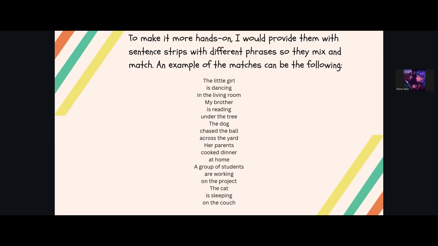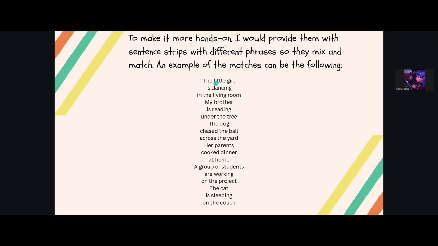After that, after modeling, after doing it together with multiple examples, I will make it more hands-on. To make it more hands-on, I would provide them with sentence strips. On paper, I would print them and cut them with different phrases so they can mix and match. An example of the matches can be the following. These are just examples of what I would put. Each little line will be like a paper strip, and then I would divide it, and they would make sentences with it. They would explain to me why they put it in the beginning, and how they know that's a noun phrase. Because that's the person doing the action. It's a little girl. Little is the adjective. And then again, same thing with the verb and the next.